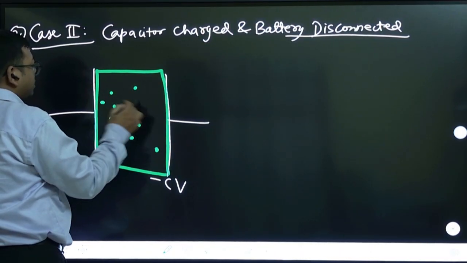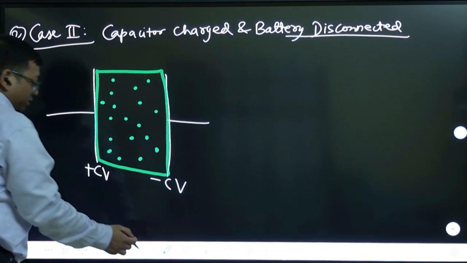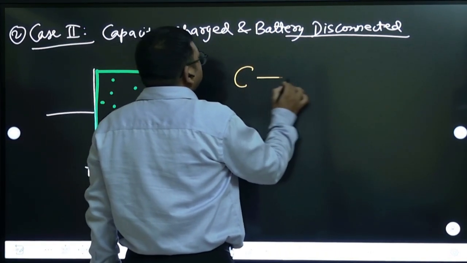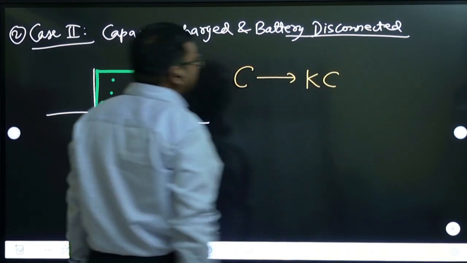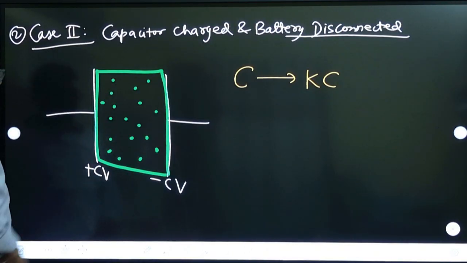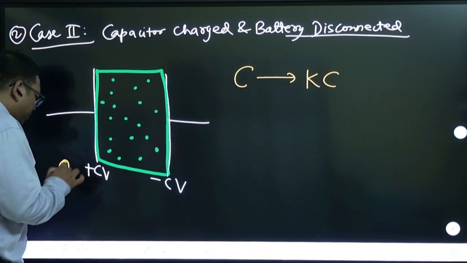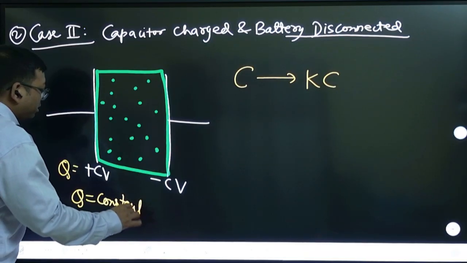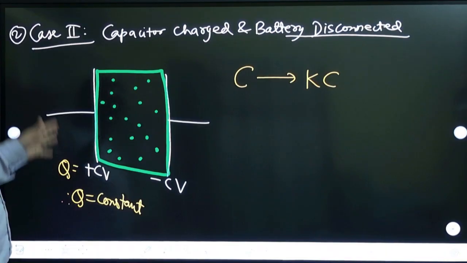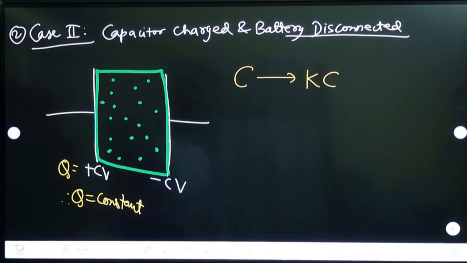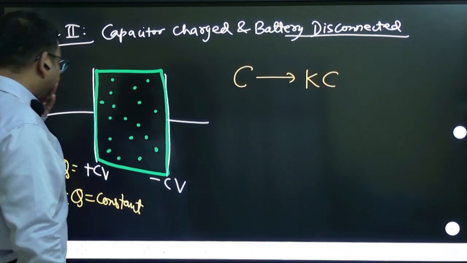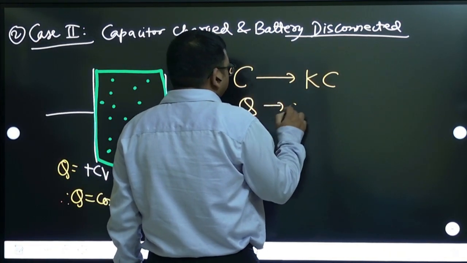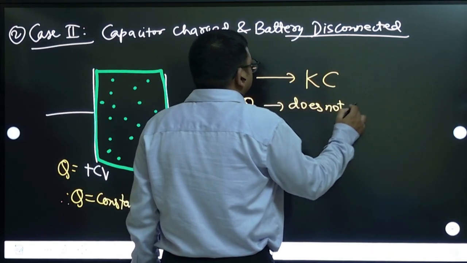Other things we are not changing, we are just putting this dielectric. Then what happens? So definitely C changes. Remember, C will change to K times C because the medium has changed. Capacitance will change. But remember, here the battery is disconnected. So whatever charge is there, that charge must be constant. Because the battery is not there now to supply extra charge, whatever charge it has got has to remain constant. Even if you put a dielectric, charge does not change. Q does not change.